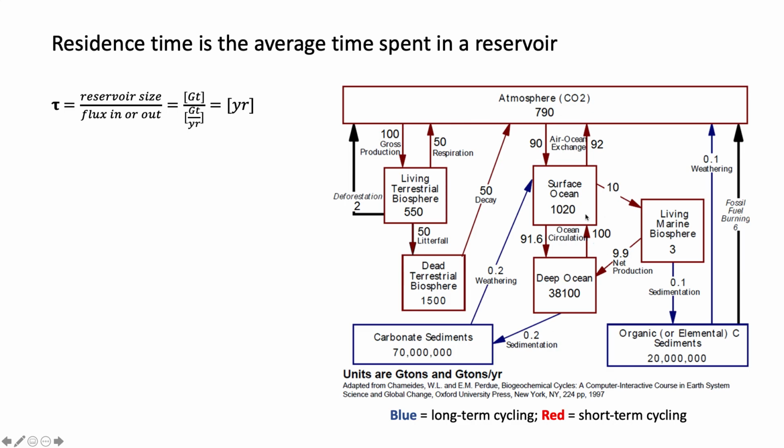And this diagram right here, this is from your lab. And here it was kind of nice. It breaks it down between the long-term cycling in blue and then in red, we have the short-term cycling. So long-term carbonate sediments, for example, are in blue, and red represented by the exchange between the surface ocean and the deep ocean, for example. Well, let's work through an exercise.